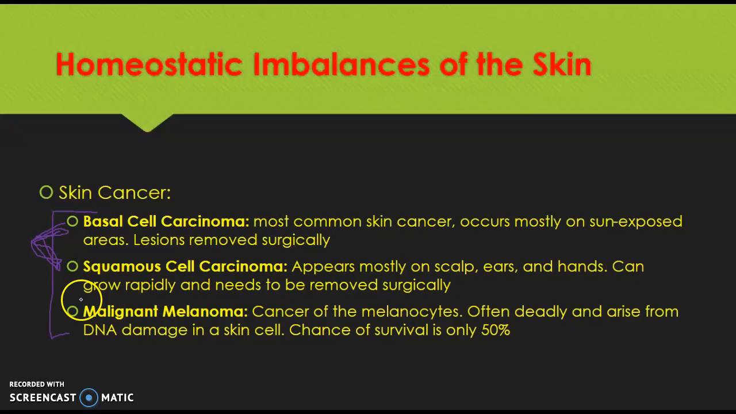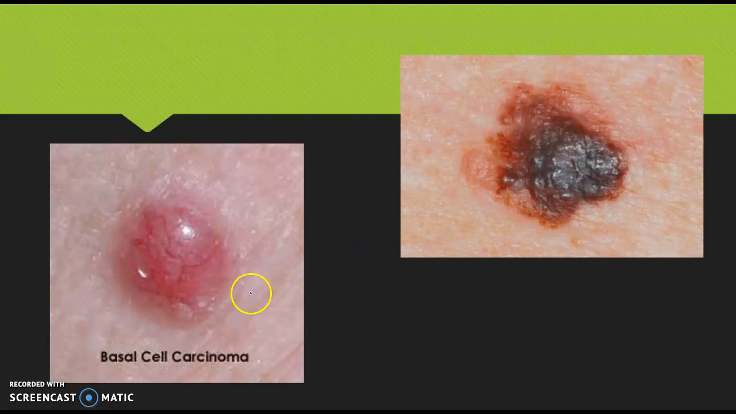And then the third one is the one we have to worry about, malignant melanoma. This is the cancer of the melanocytes, okay? And this is very deadly. This is when you have a lot of DNA damage in a cell, and your chance of survival is typically only 50%. Okay, so there's basal cell carcinoma, easy to remove.